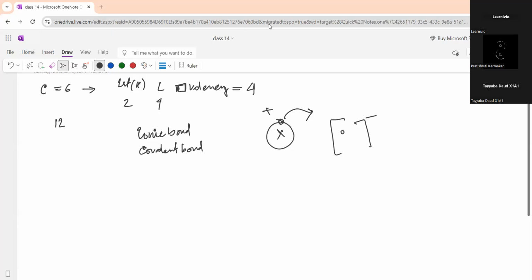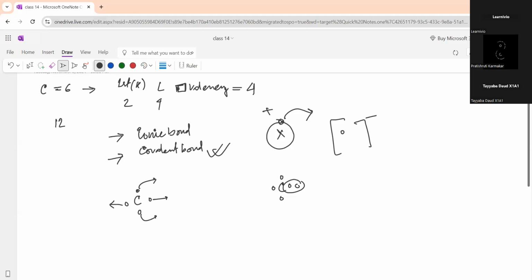And in covalent bond, what happens? Let's take carbon. It shares the electron with some other molecule. Now, what we are going to learn today: carbon makes covalent bonds. Because to make ionic bonds, carbon needs to leave 4 electrons, right? 1, 2, 3, 4.